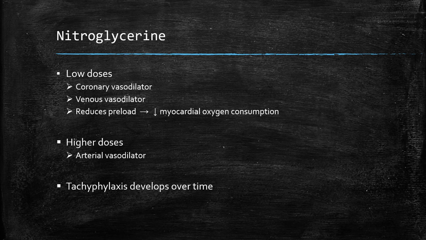Nitroglycerin is commonly used in patients who have myocardial ischemia. At low doses, nitroglycerin improves cardiac blood flow and causes venous dilation. Venous dilation reduces preload, which in turn decreases myocardial oxygen consumption. At higher doses, nitroglycerin functions as an arterial vasodilator as well. One side effect of nitroglycerin is tachyphylaxis, which means that increasing doses are required to get the same therapeutic effect.